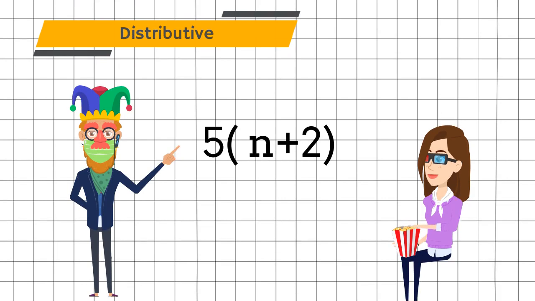Distributive. The distributive property allows us to multiply the term that is outside of the parentheses with the terms that are adding or subtracting from each other inside of the parentheses.